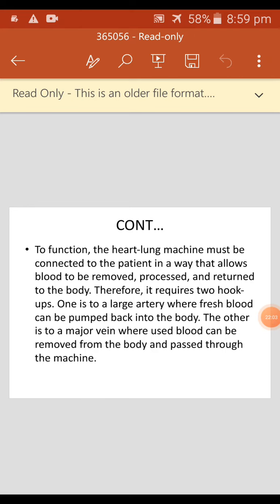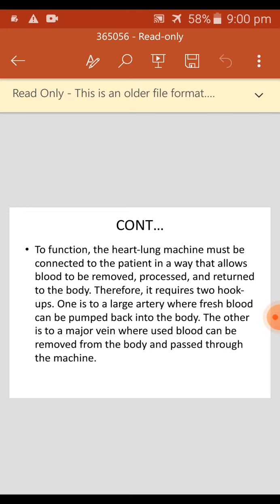Next one, cannulae. Cannulae are the interface between the ECC system and the vascular system of the patient. They are inserted into the relevant vessels by a surgeon, where they are secured and deaerated before their sterile connection to the ducting system of the HLM. Two types of cannulae. One is arterial cannulation, another one is venous cannulation.